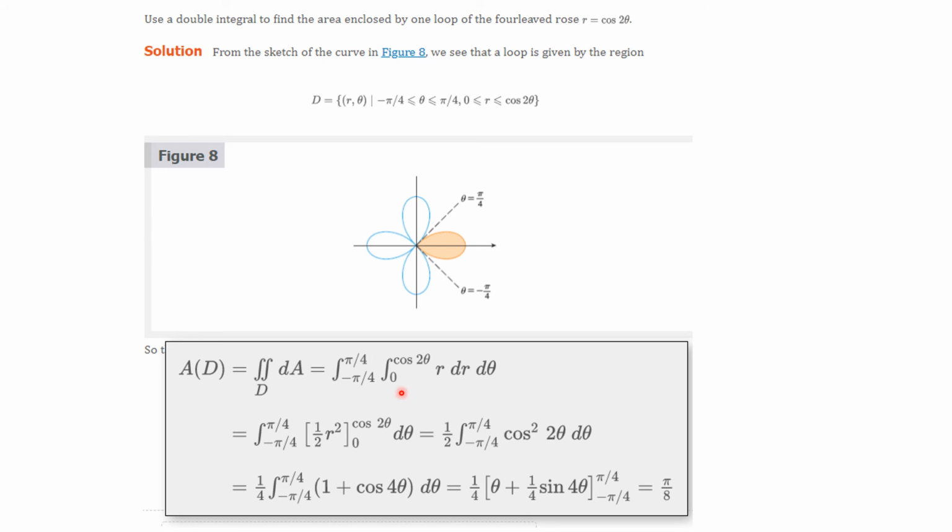So when you integrate dr first, you get 1/2 r squared. You substitute the top limit and the bottom limit, and we get this. This is again integrating cosine squared of something, so I have to use the double angle formula to do this, and I finish computing the integral, and I get pi over 8, just like we did in Calculus 2.